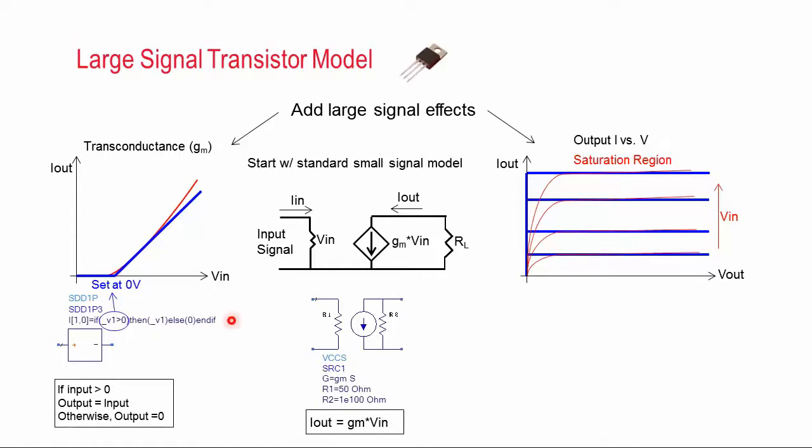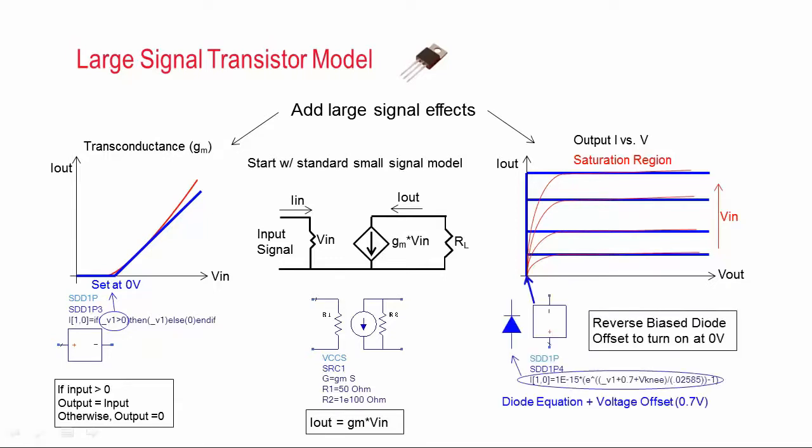So for the nonlinear transconductance, I actually used an if-then statement to rectify the input signal. So if the input is greater than 0, the output just tracks the input, while if the input is less than 0, the output just stays at 0. And to model the knee voltage, I used the symbolic device to realize a reverse bias diode. So all I did was type in the diode equation here, and I also mathematically offset this so that the diode itself turns on at exactly 0. And doing that sets the knee voltage also to 0.